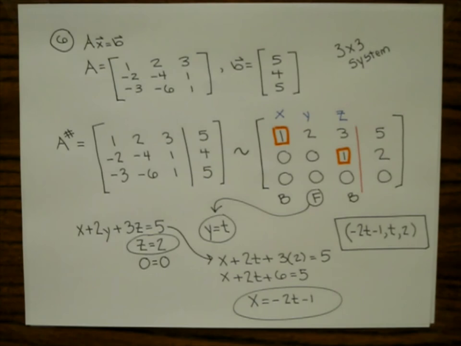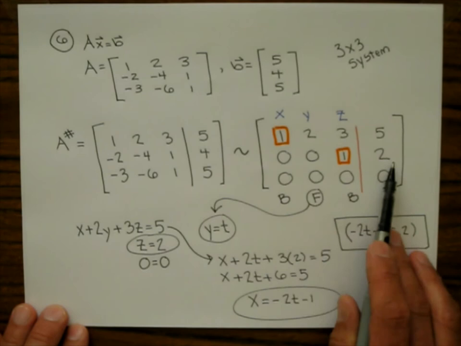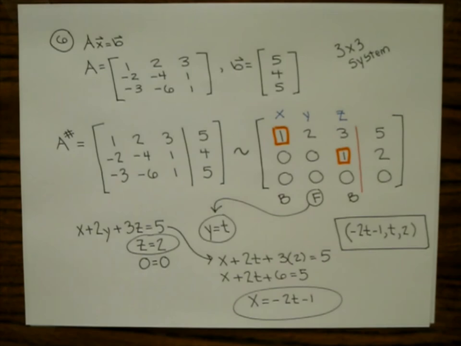I'm going to do a few more homework problems, or homework things that look like the homework. The rationale behind that is because sometimes you might get more than one free variable, and so we have to deal with that. And in future problems, I'm going to say A augmented is equivalent, and I'm just going to start off with the matrix after it had all of its row operations done.